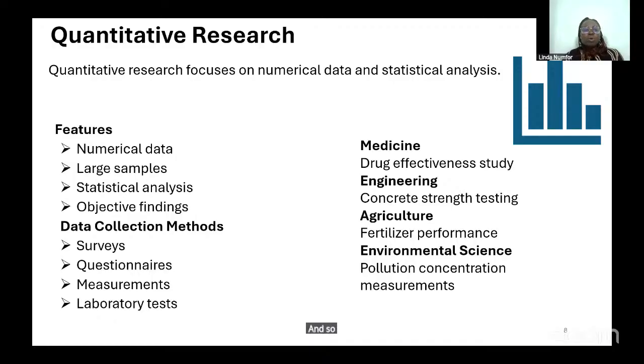And so quantitative research is mostly used even in the medicine field, for example, for drug effectiveness studies. It's used in engineering, as I said, for concrete strength testing or for bridges, houses, and so on. It is also used in agriculture for fertilizer performance. It's used for environmental studies, for example, pollution: air pollution, soil pollution, water pollution.